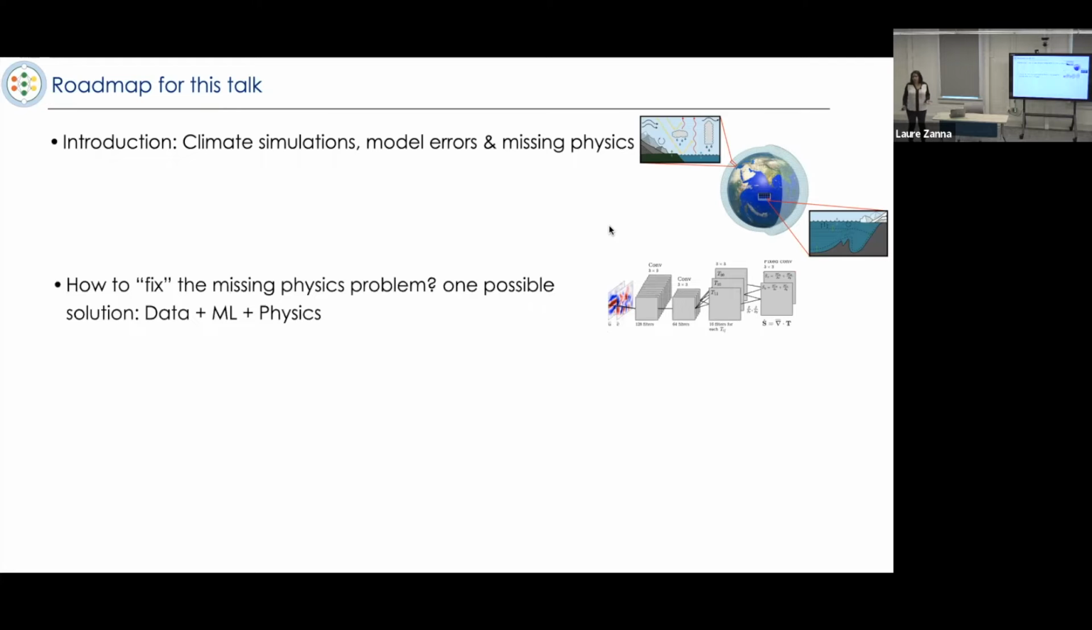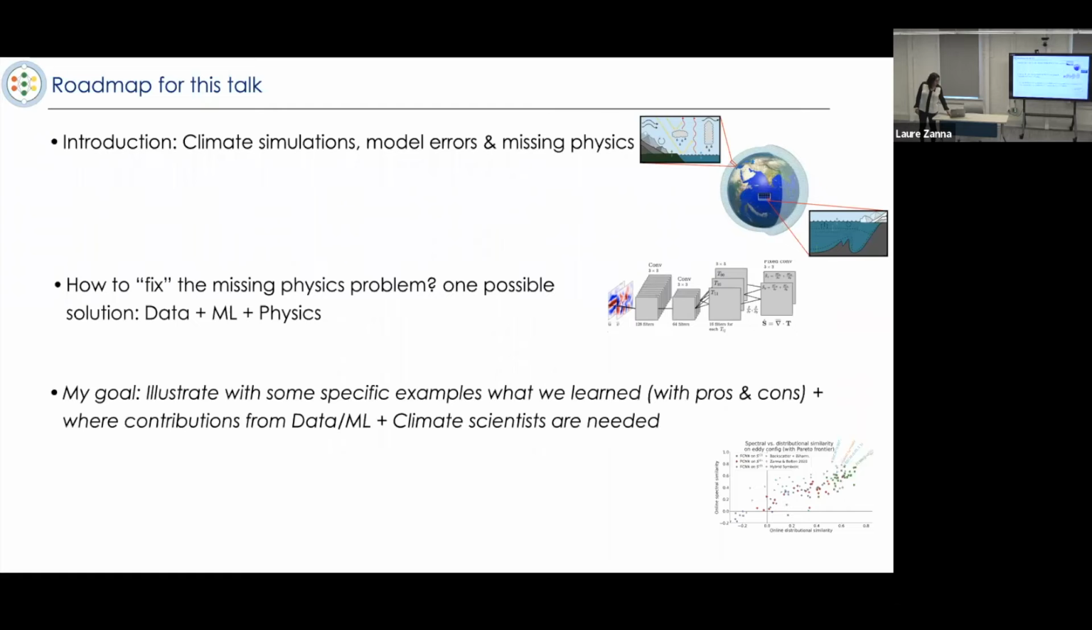Then, of course, how can we fix it? How can we fix those model errors? How can we improve climate models, in quotes? One possible solution is to use data, machine learning, and physics together, to try to bridge the gap between those things. And this is what we're going to talk about.